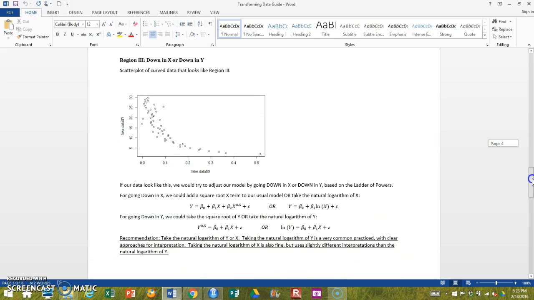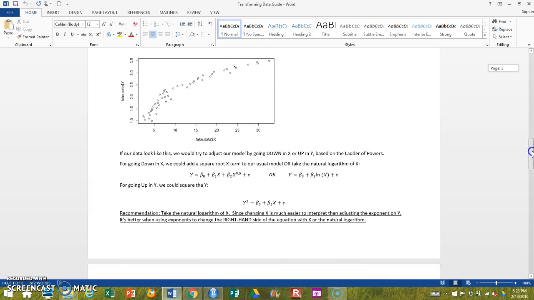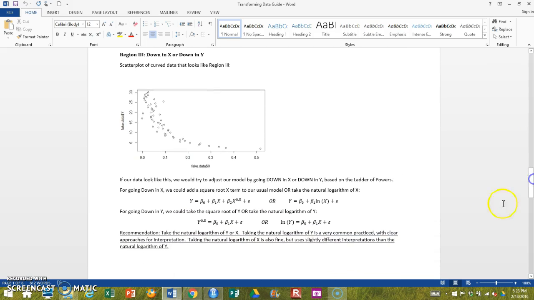In the third region, coming down here, we have this type of curve. We can go down the ladder of power in x or y. So we can add a square root on the x side, or I can take the square root of the y side. Alternatively, I could take a natural logarithm of x, or I could take a natural logarithm of y. Either of those cases gives me downward in x or downward in y in terms of the ladder of powers.